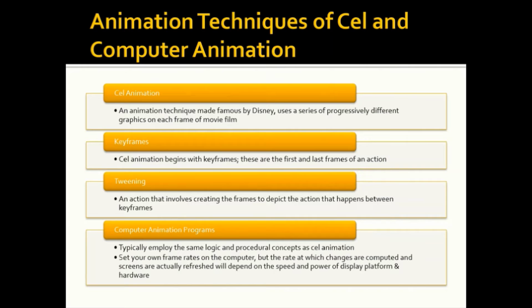So cel animation started off with the famous Disney, in which they used a series of progressively different graphics or cels on each frame of movie film. A 1-minute animation of a movie can require as many as 1,000 separate frames, and each frame may be composed of many layers of cels.